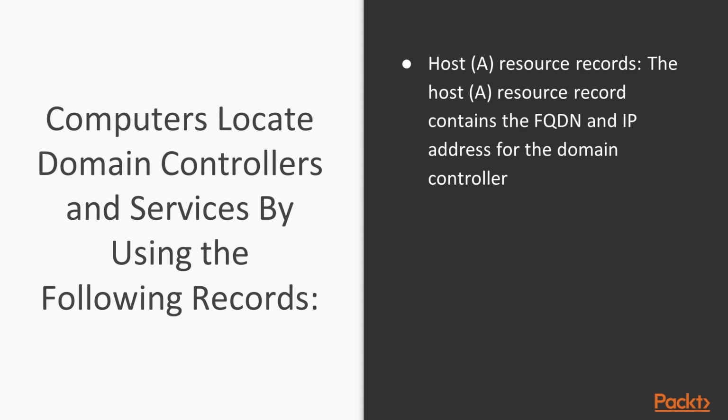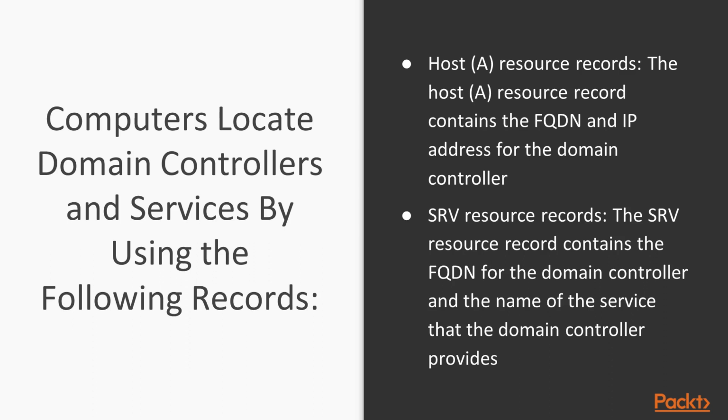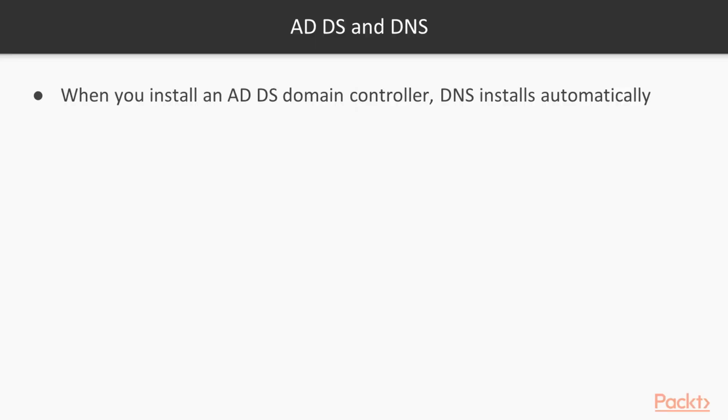Host A resource record: the host A resource record contains the FQDN and IP address for the domain controller. The service resource record contains the FQDN for the domain controller and the name of the service that the domain controller provides. When you install an ADDS domain controller, DNS installs automatically.